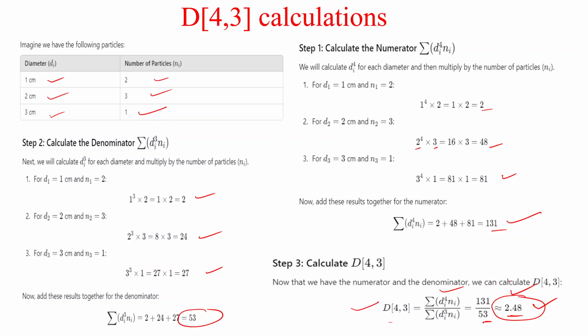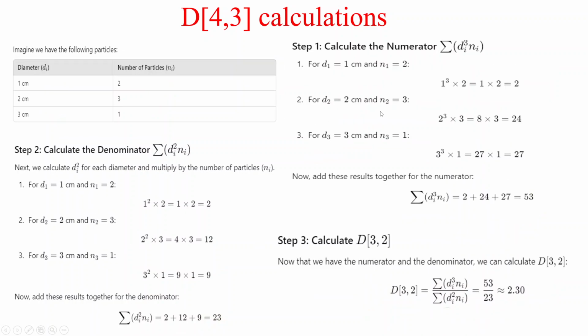This is the formula of D43. The number of particles of a specific size or specific diameter is multiplied, and then we do the summation over all the particle sizes. Depending on the number of particles we will have the numerator value first and then the denominator, and we divide it, then we will have the D43 value. This way we are calculating the D43.